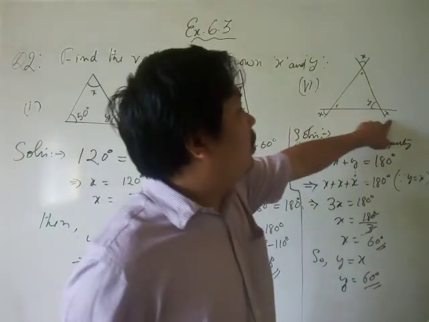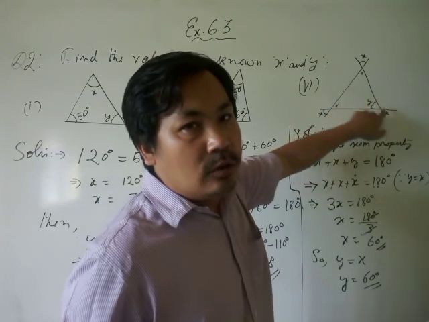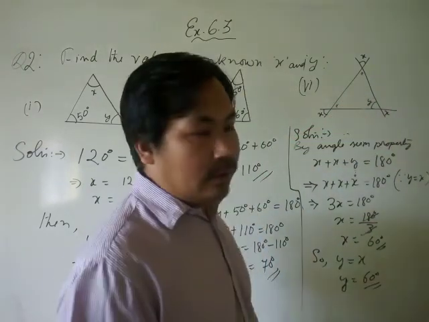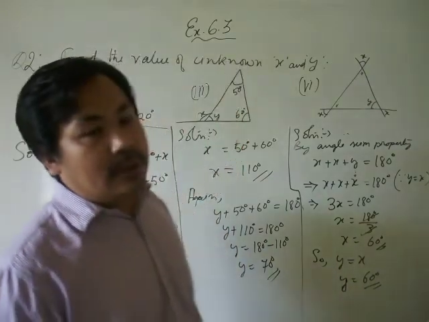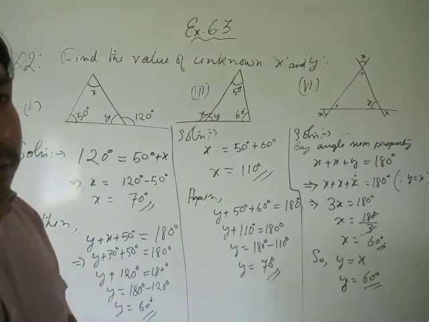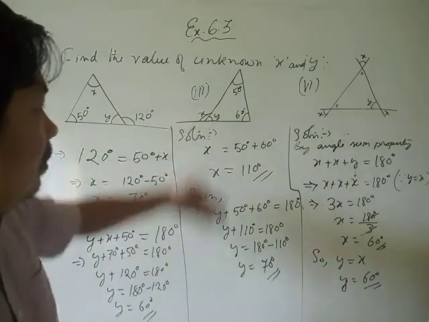Again, from here we know that y is equal to x, isn't it? So what is the value of the x will be also the value of the y. That's all. Okay. So, this is the proof, this is the answer of the question number 2 of exercise 6.3. So, with this, let us go through once here.